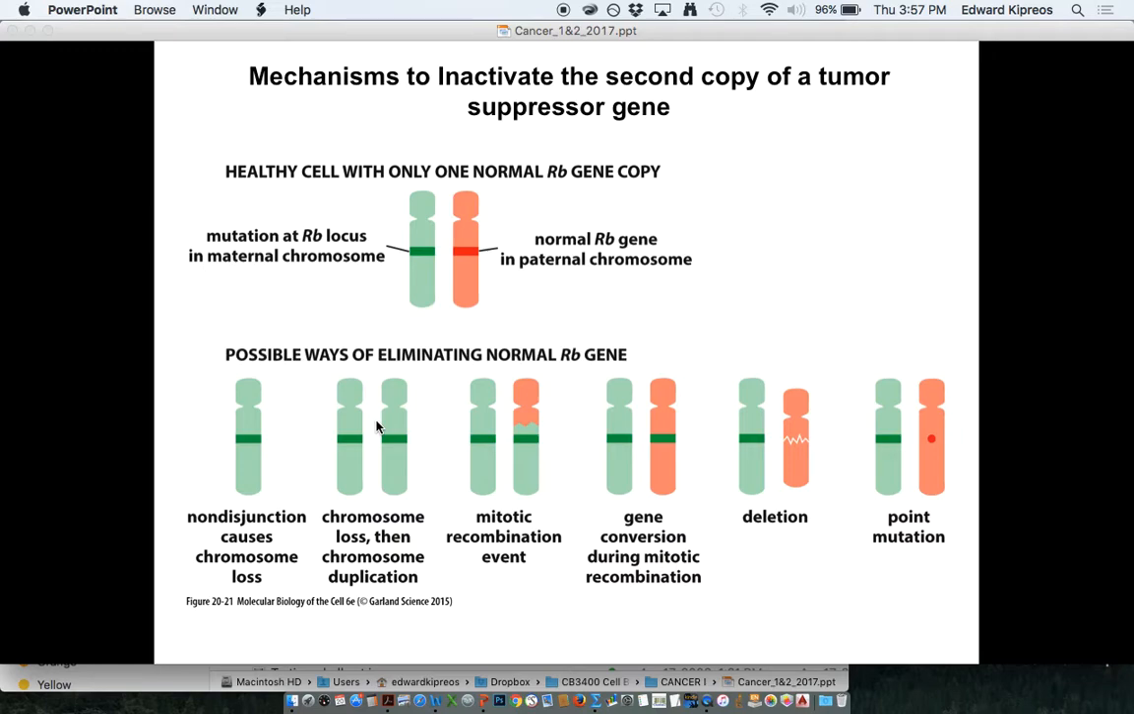So the chance of this happening is pretty remote, because you have to have this random event to make a deletion, point mutation, or something in this one, and then you have to knock out the other one too. Whereas here, once you have one bad copy, a lot of these mechanisms just transfer that bad copy to the other chromosome. And so you're going to have a much higher rate of knocking out both copies when you start off with one bad.